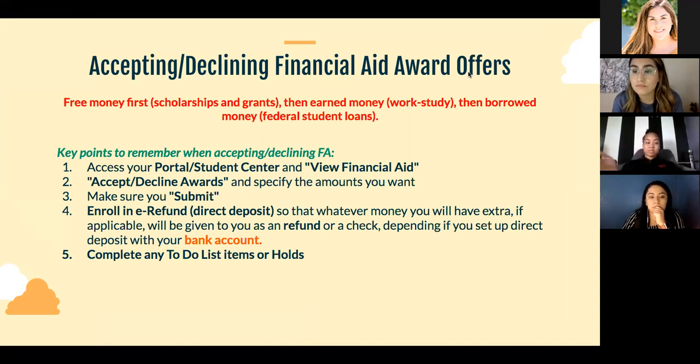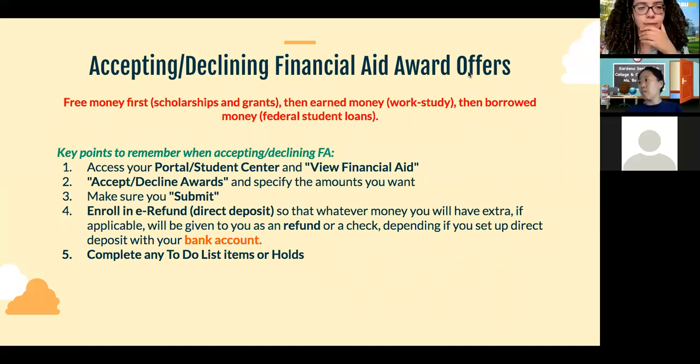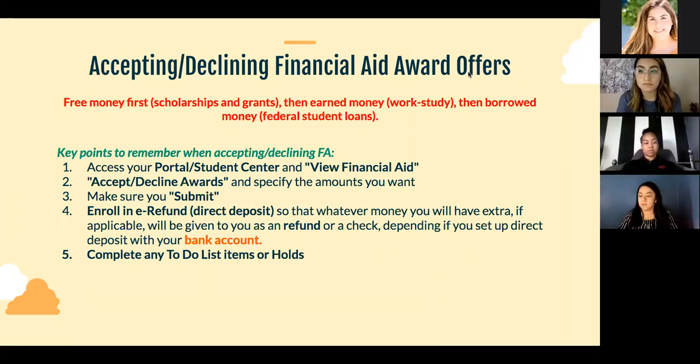And then some key points to remember when accepting and declining your financial aid awards are the following five. So I'm just going to go through them really briefly and then show you two examples. One example is from CSUs and then one example is from UC. So you can actually visually see it. But pretty much the first step is to access your portal or your student center. Each portal is a little bit different, so it might not say student center exactly, but you would access your portal or student center, and then you would go to your financial aid section, and it would most likely say view financial aid.